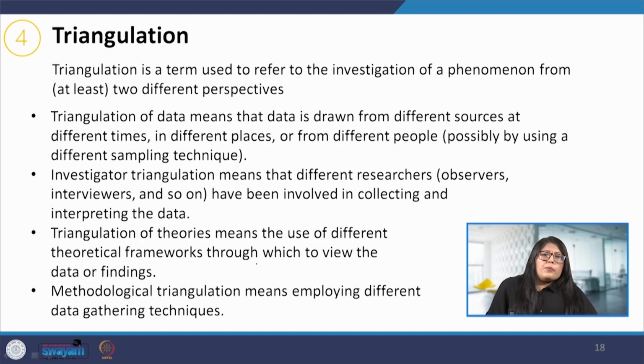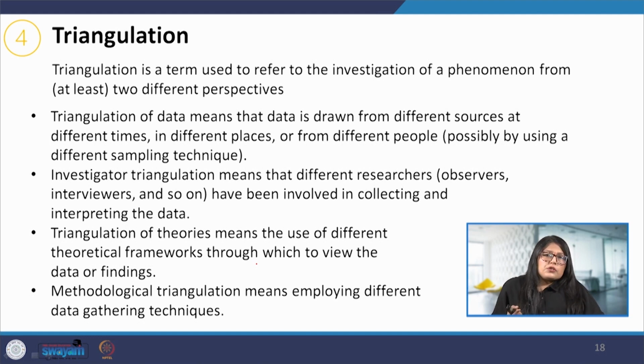The fourth point is triangulation. So, triangulation in research means using multiple data sets, methods, theories or investigators to address the research question. It is a research strategy that can help the researcher enhance the validity and credibility of their findings and lessen or mitigate the presence of any research biases in their work.